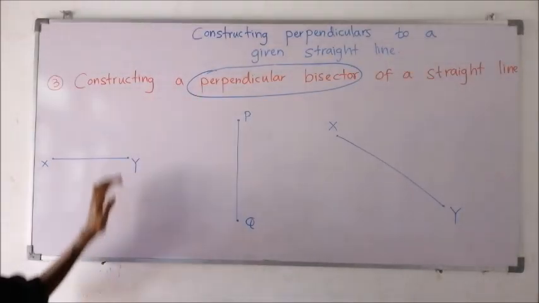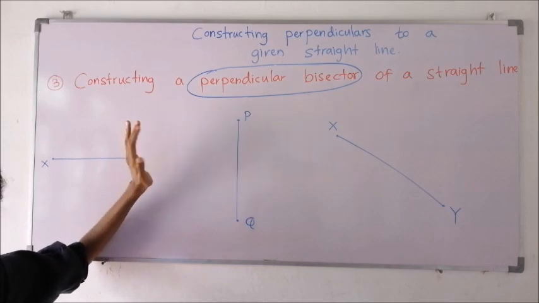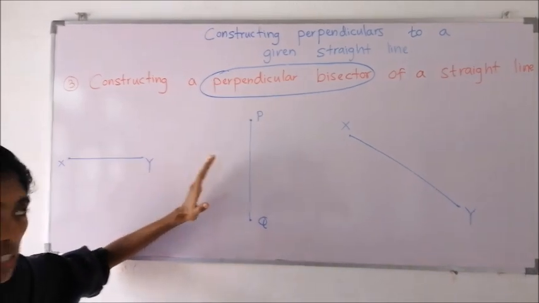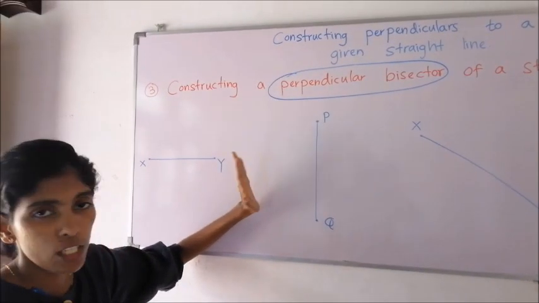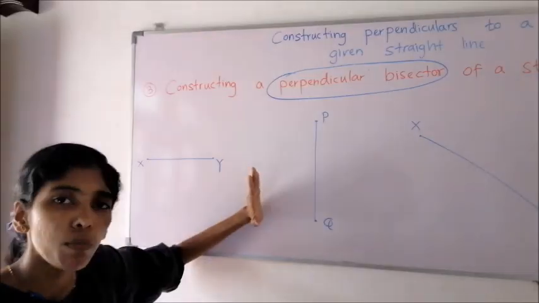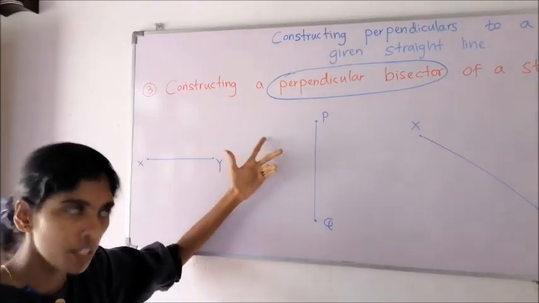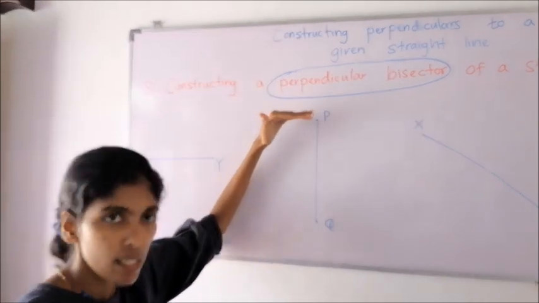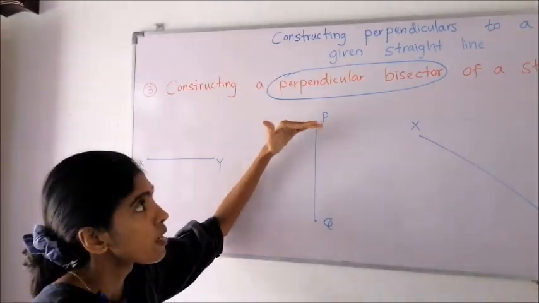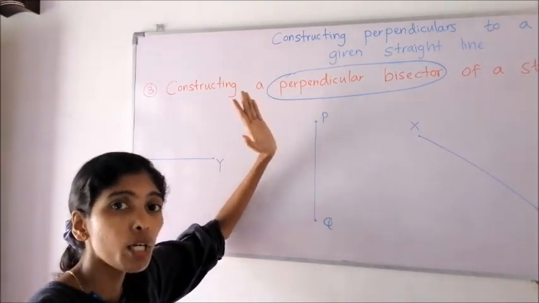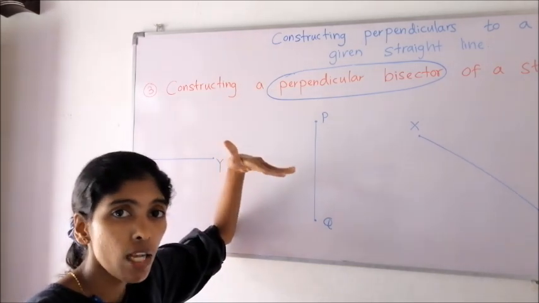Now children, the fourth one is constructing a perpendicular bisector. A perpendicular bisector of a straight line. What is this perpendicular bisector? You may have heard. But children, this is a straight line, of course. But this straight line is perpendicular to the given straight line.